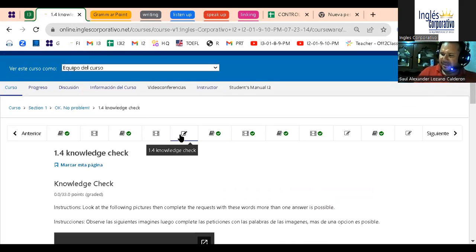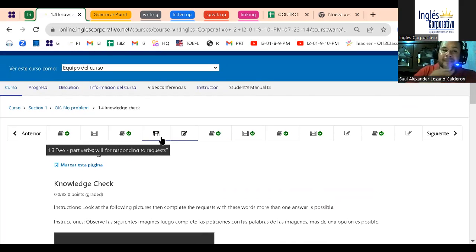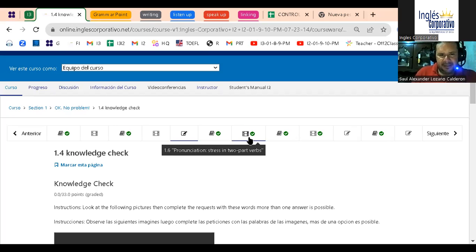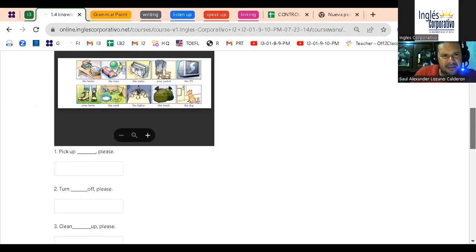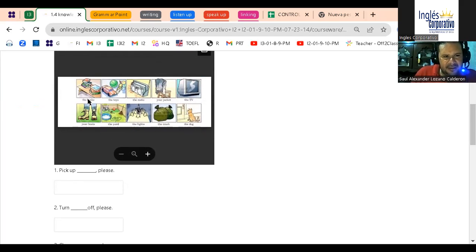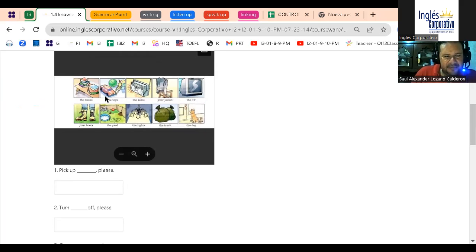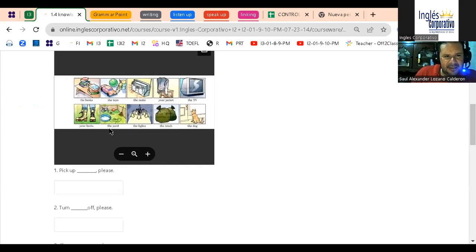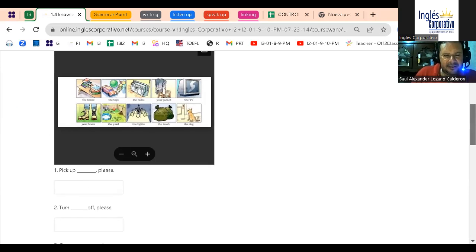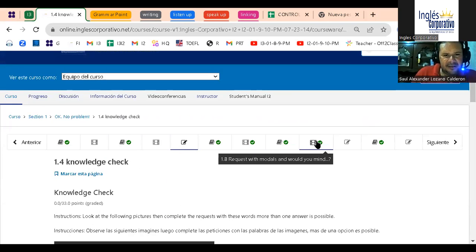This would be the first, this would be the 2. Class, I think I'm in 1.4 or 1.3, I think. Ah, okay. So you're doing 1.4. It's about the phrasal verbs. Pick up, and then you have to complete that with the picture. It could be pick up the toys. Pick up the toys, please. And then you continue working.